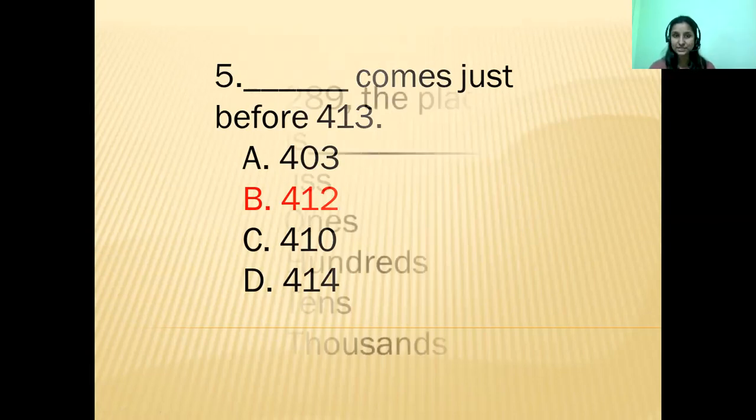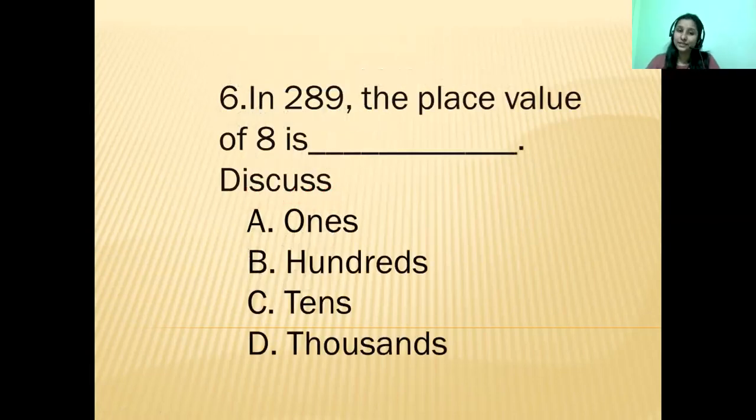The question number 6 is, in 289, the place value of 8 is. Let's discuss. Is it option A, ones? Option B, hundreds? Option C, tens? Or the option D, thousands? What is the place value of 8 there in number 289? Just think and write the correct answer.